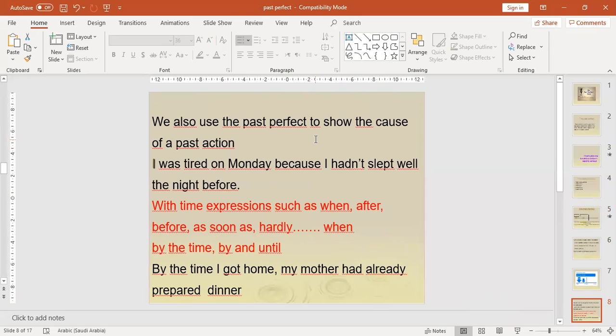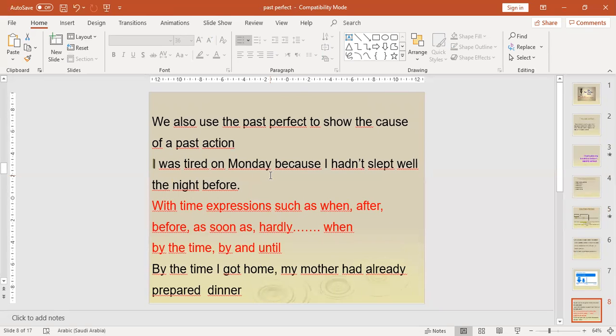We also use the past perfect to show the cause of a past action. It's not only time expressions like before and after, but also we can use because to indicate an action that happened first. I was tired on Monday because I hadn't slept well the night before. So I don't use after or before as a conjunction. I know that at schools you focus on after and before, but here it depends on the meaning. I want to tell you the reason or the cause of not sleeping well.